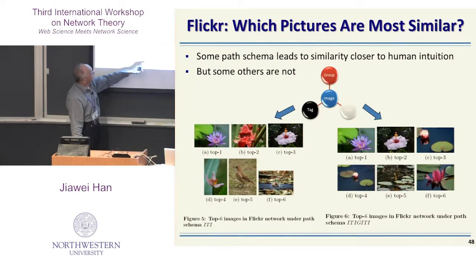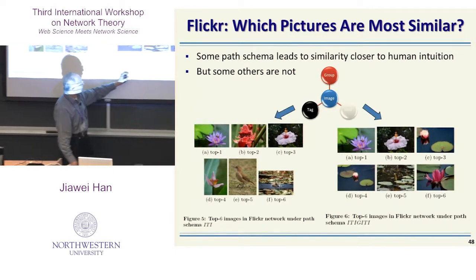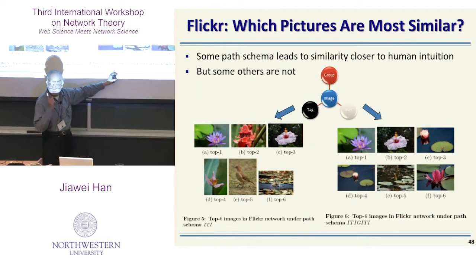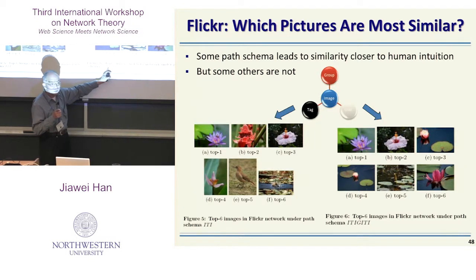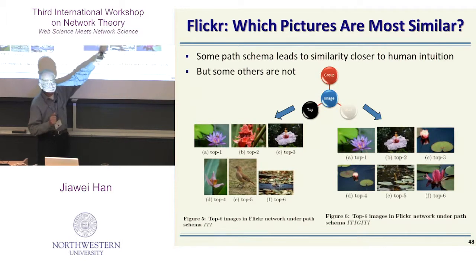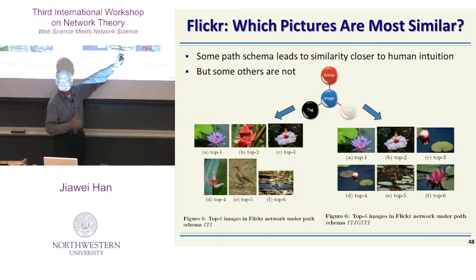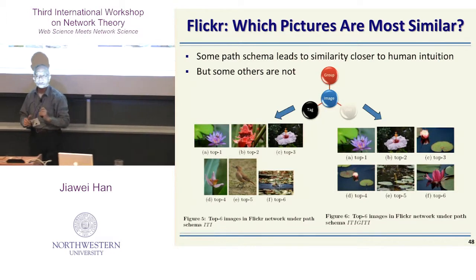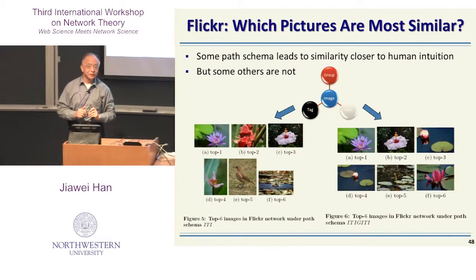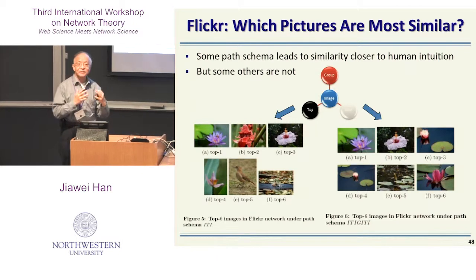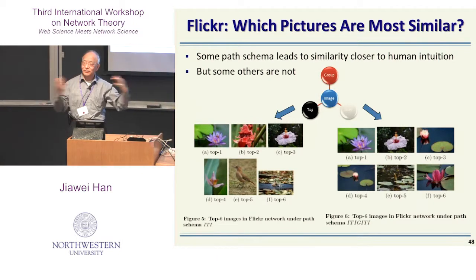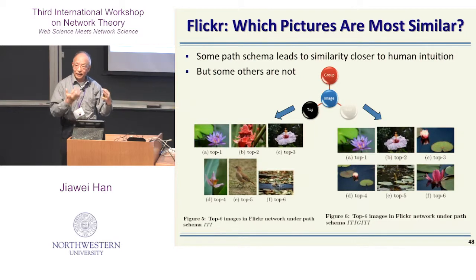But if you use this path, ITGTI, you also take the group label, the group tag, not only the individual tag. Then you see this one is automatically found. This lotus flower, even this picture, has no similar color. It's not in blossom like this lotus flower. You still see it is among the top 5 most similar pictures. So you see the network path, with collective opinion, can tell a lot of things.